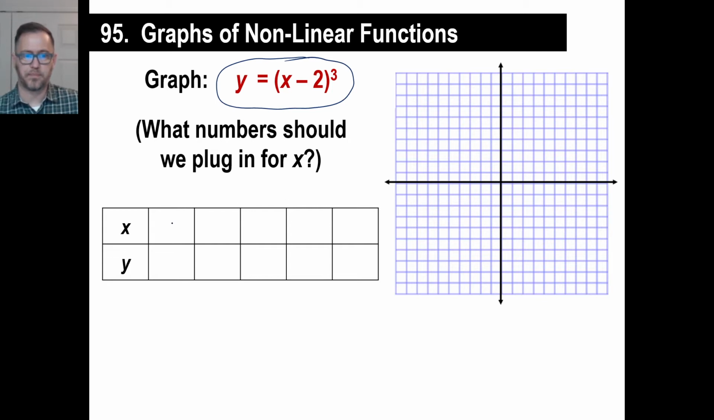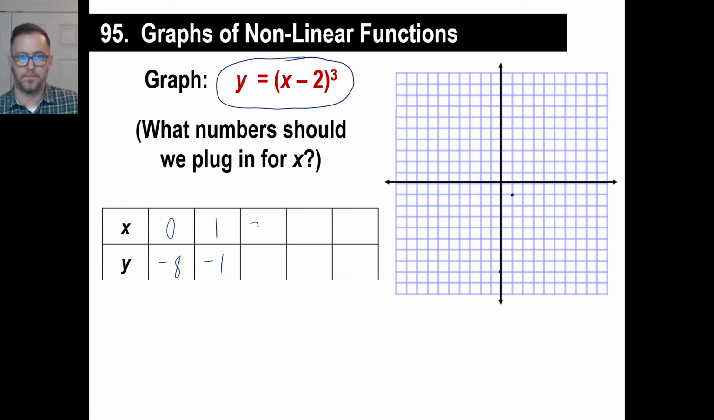Let's just do 0. 0 minus 2 is negative 2. Negative 2 to the third power is negative 8, right? So 0, and then down here to negative 8. Let's try 1. 1 minus 2 is negative 1. Negative 1 times negative 1 times negative 1 is negative 1. So 1, and then down there to negative 1.